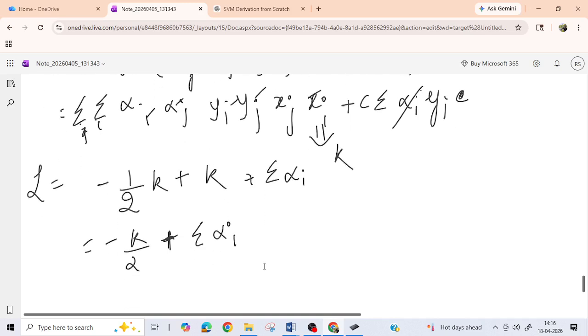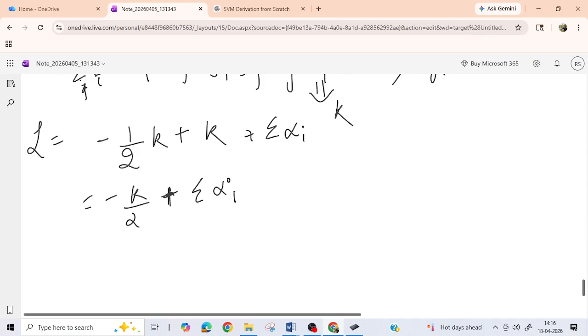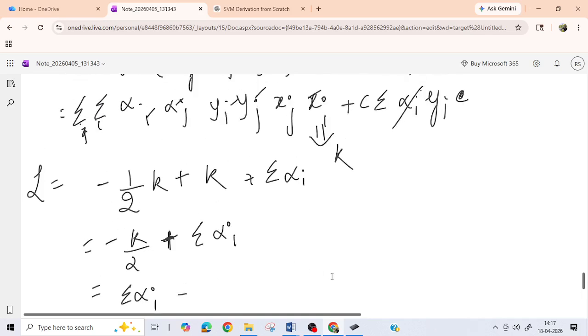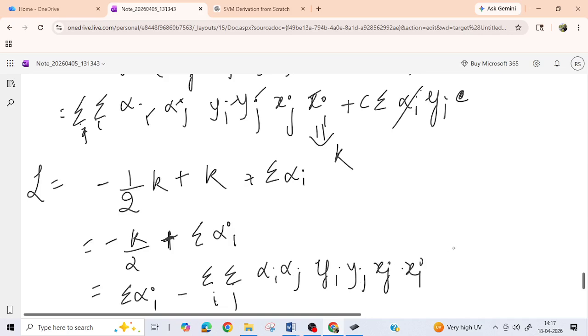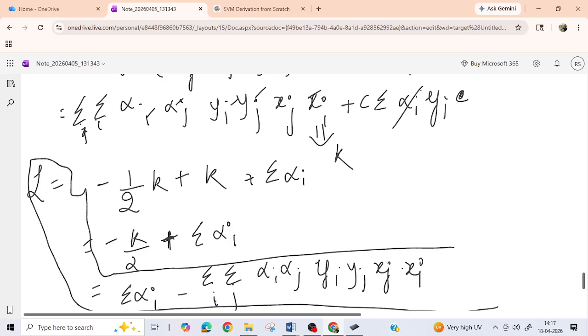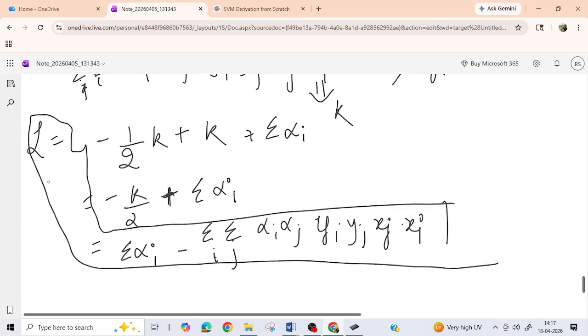Okay, so it becomes summation of alpha i minus this large term, let me write it once more, alpha i j. I think we can change it over here, and alpha i, alpha j, yi, yj, xj into xi. Okay, so this is what we have got after the simplification. This is not the Lagrangian, but this is the equation which we need to optimize, given that alpha i is greater than or equal to 0.